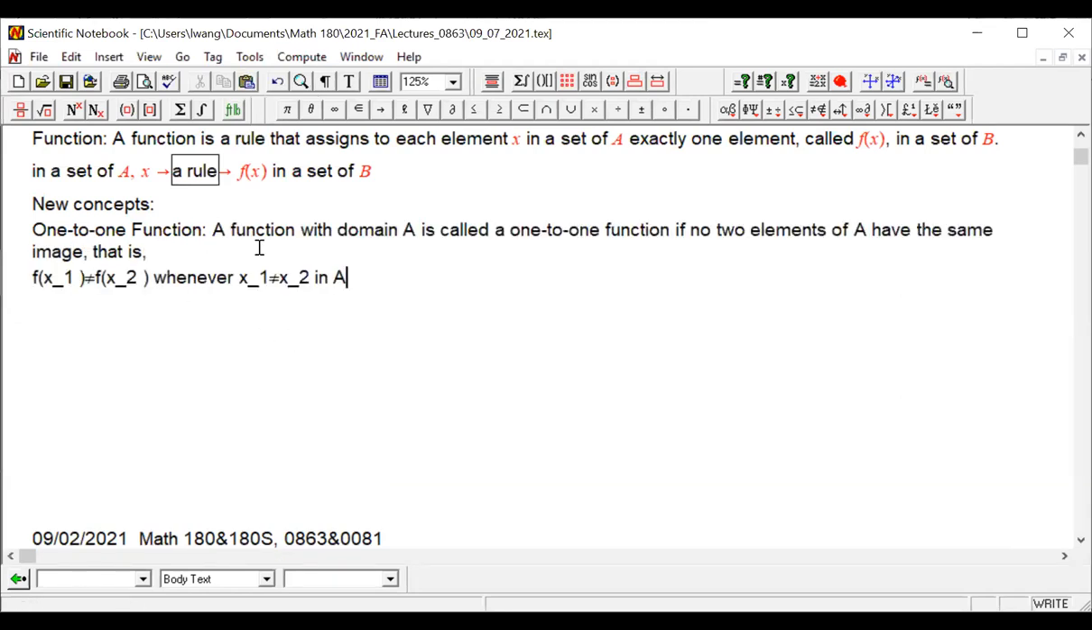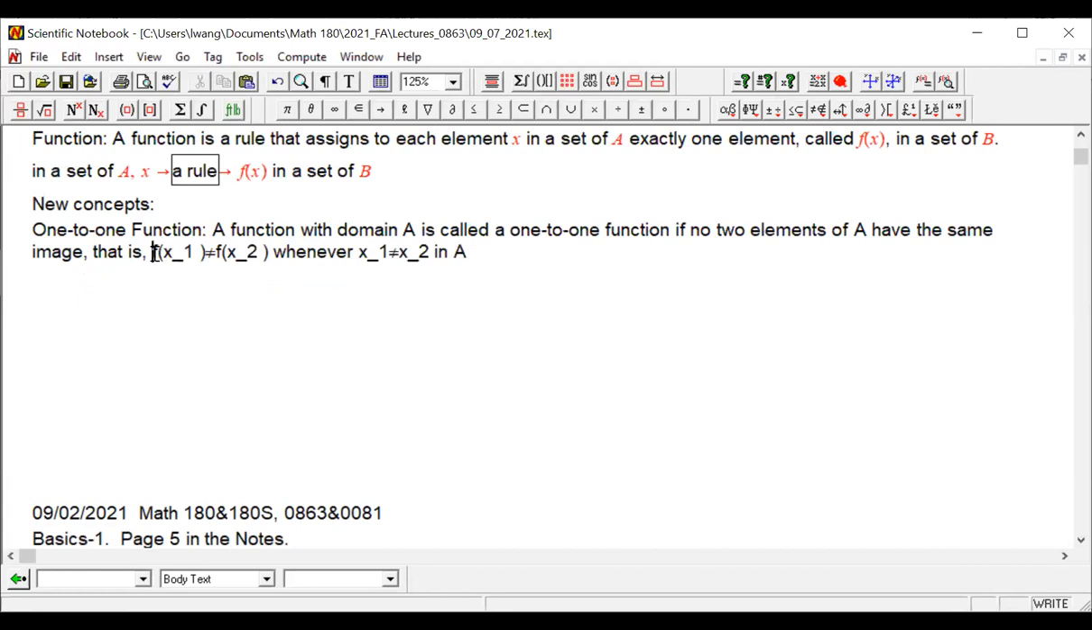Now, a function with domain A is called a one-to-one function if no two elements of A have the same image, that is. I'm going to do some explanation. Meanwhile, I'm going to do some conversion of the writing, because the mathematical notation is not proper. So I'll just do a little conversion, to show what it means.